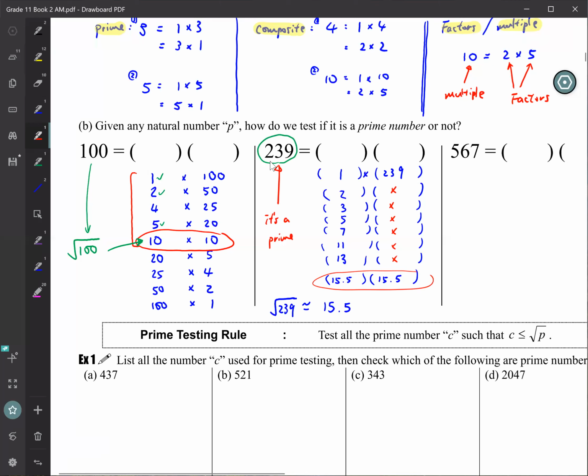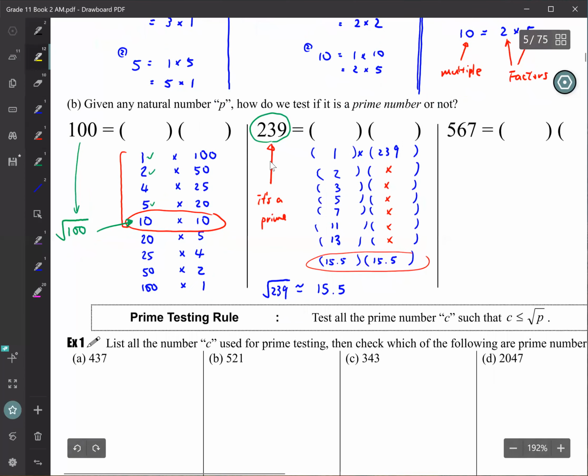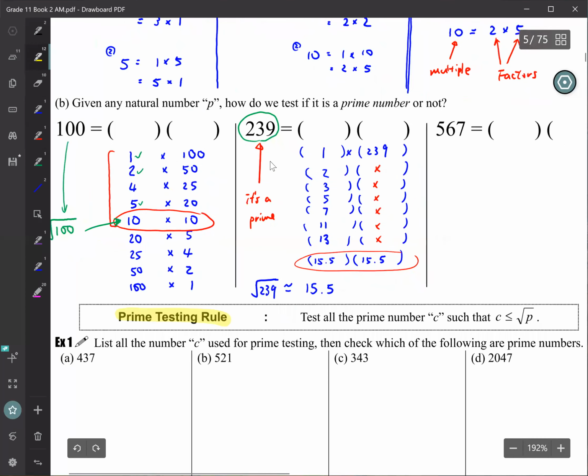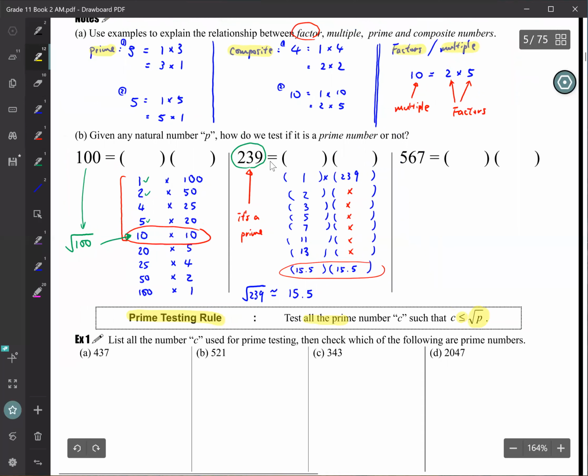Okay, so you understand the idea here? We don't need to check every single number, right? You don't need to check from 1 to 239. You just need to check all the primes before the square root. Okay, so if you look at the rule now, prime testing rule, we test all the primes such that it's smaller or equal to the square root of p. p is the number you want to test. Okay, smaller means less, right? Smaller or equal.